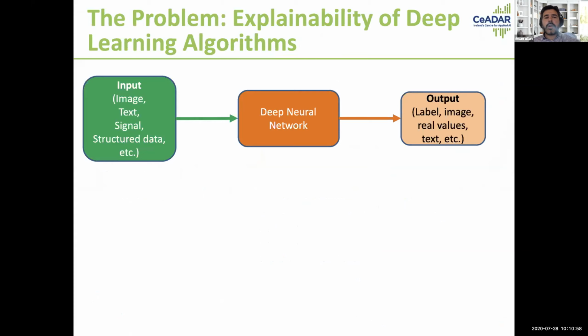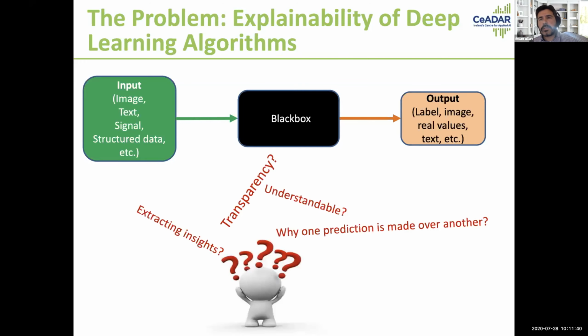Machine learning or deep neural networks have shown promising results throughout the last few years, not only in one area, but in various application areas with input as images, text, signal, or structured data. That results in output in the form of a label, segmented image, real values, text. Despite that, deep neural networks have shown good results and been accepted across many organizations and domains. Still, they are considered as black boxes.